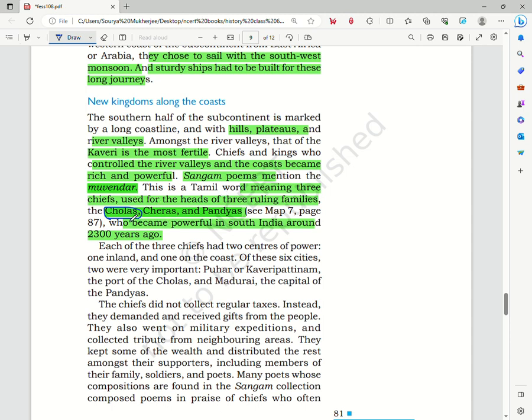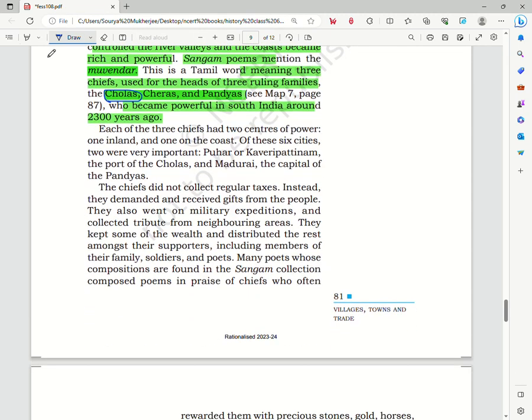So during this time also, these three, Cholas, Cheras and Pandyas, were quite rich and powerful, and each of the three chiefs had two centers of power, one inland and one on the coast. Of the six cities, two were very important: Puhar or Kaveri Pattanam, the port of the Cholas, and Madurai, the capital of the Pandyas. So we see that these three kingdoms each had two capitals. One was an inland capital and the other was a coastal capital.